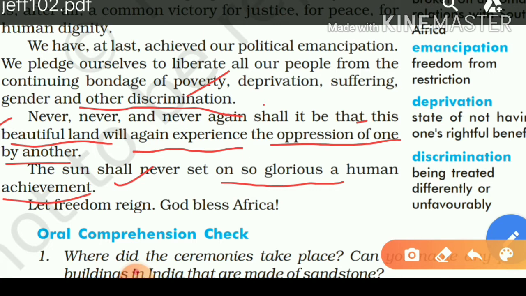He says that as the day was bright and clear, so he is saying that it was a very glorious human achievement, and similarly he says that sun shall never set on, the sun's rising, so glorious. So he says that nature is also equally happy as the people of South Africa are. Let freedom reign, God bless Africa.